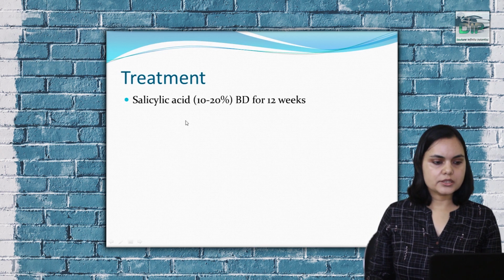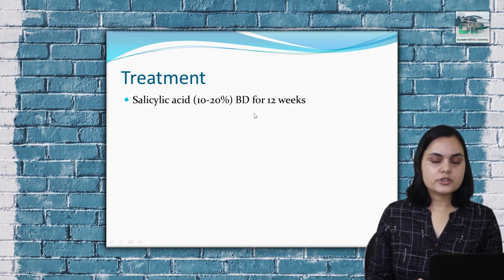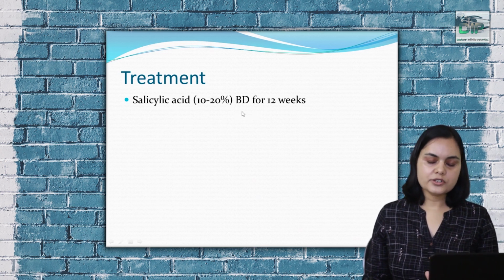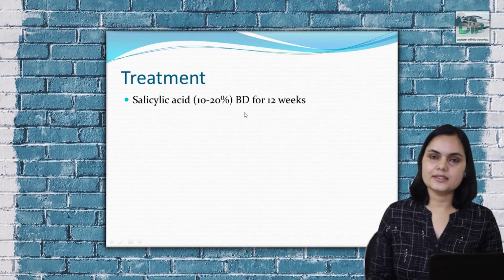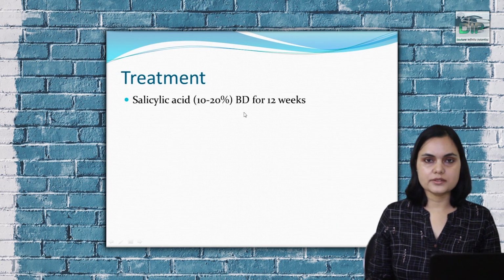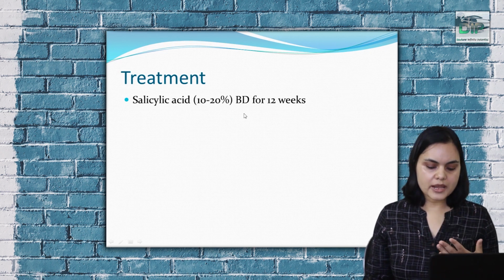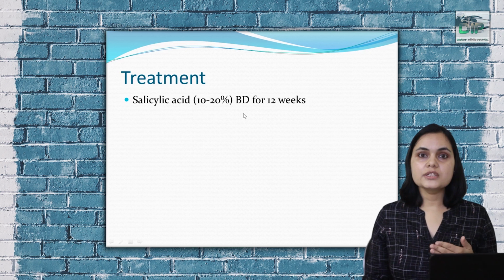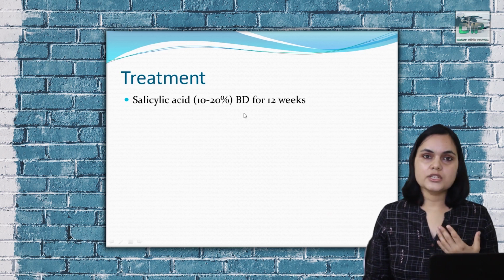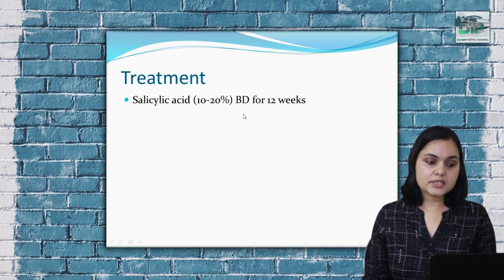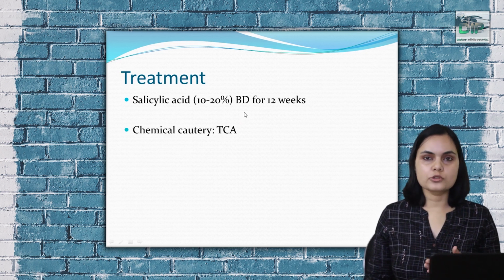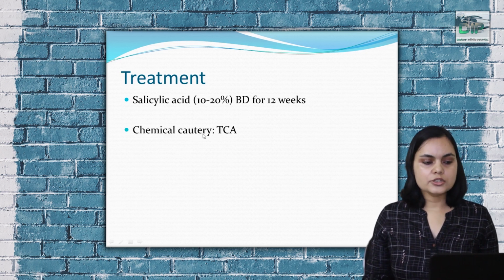Now, to treat this condition, the first line recommendation is the use of salicylic acid 10 to 20% twice daily for 12 weeks. But because of the problem of compliance, because the patient may not be using it regularly, we cannot ensure compliance. It may not be that useful most of the time.